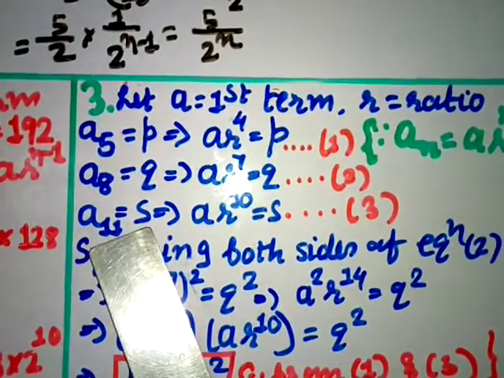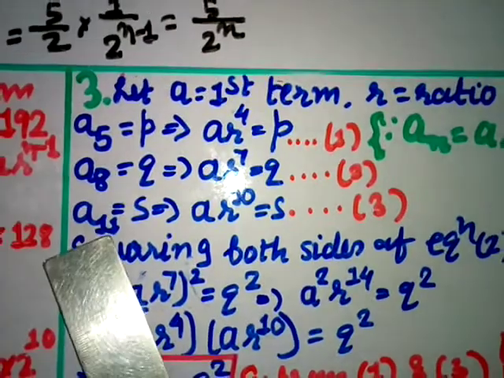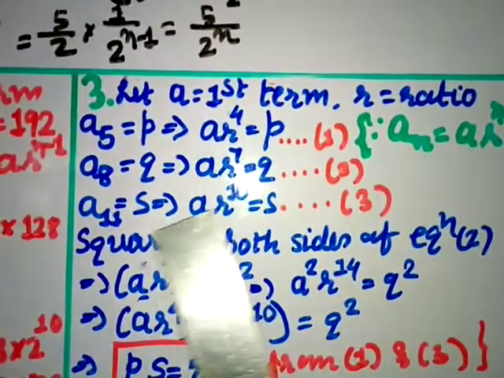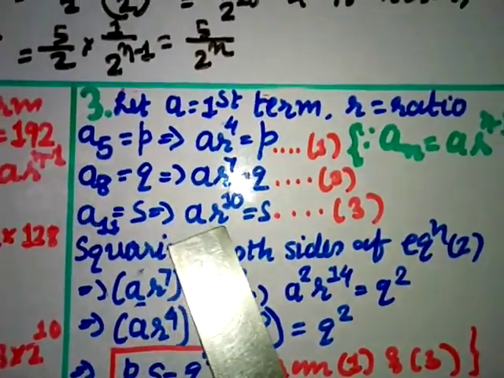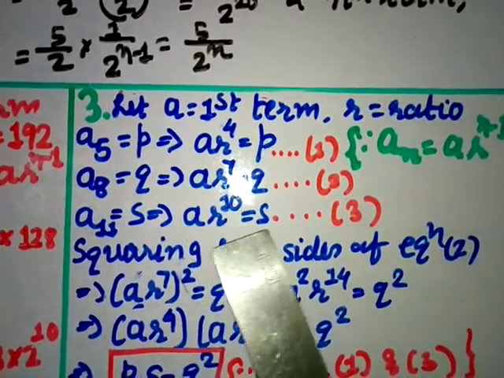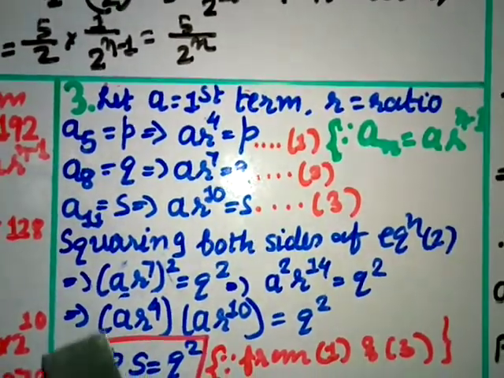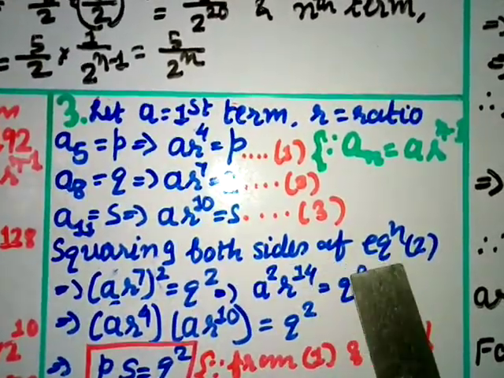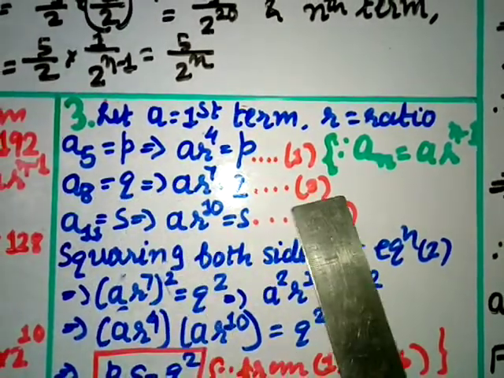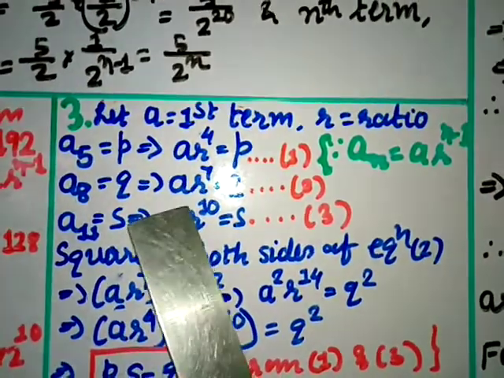The 11th term is S. So A11 equals S, and this can be written using the formula A R^(11-1), that is R^10, equals S. Call this equation number 3. Now squaring both sides of equation 2. So take equation 2 and square on both the sides. So let us square here.